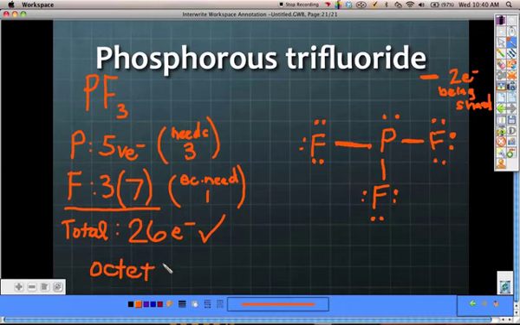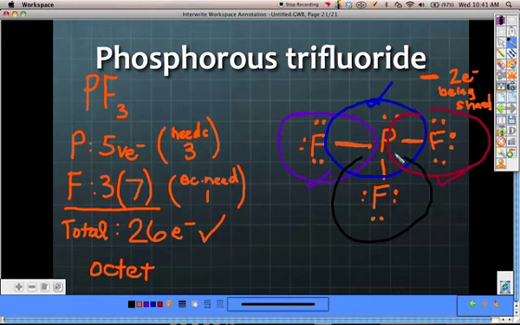Now I want to do my octet check. So I'm going to look at each of these individually. Let's look at the fluorine on this side first. So I'm going to look at all of those, and I'm going to count 2, 4, 6, 8. That one's good. And then I'm going to check the phosphorus. It feels the effect of 2, 4, 6, 8 electrons, so that one's good. Then I can check this fluorine. 2, 4, 6, 8. That one's good. And then finally this fluorine feels the effect of all of those electrons. 2, 4, 6, 8. That one is good. So my octet check is good.